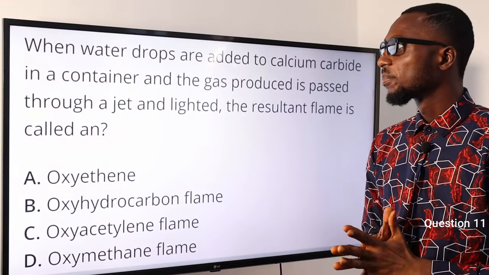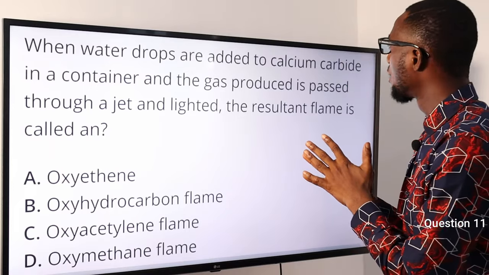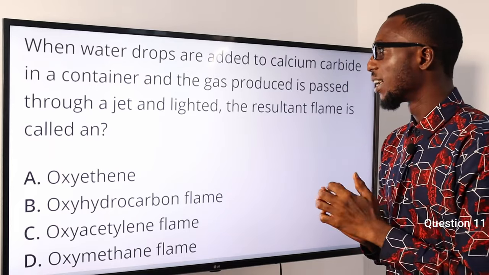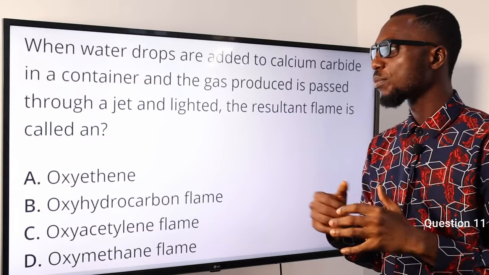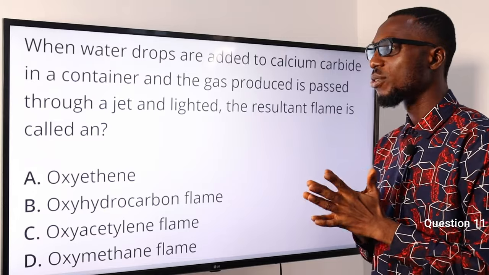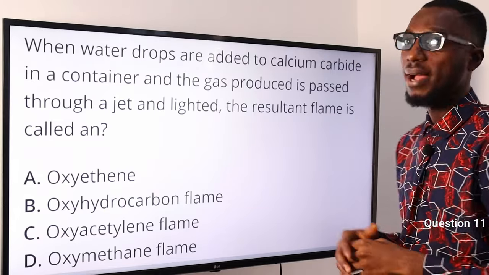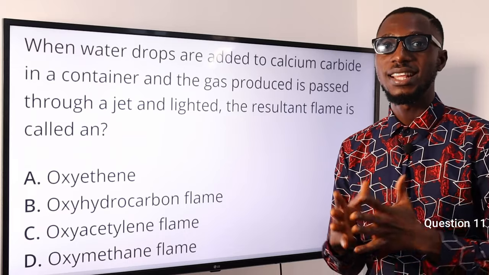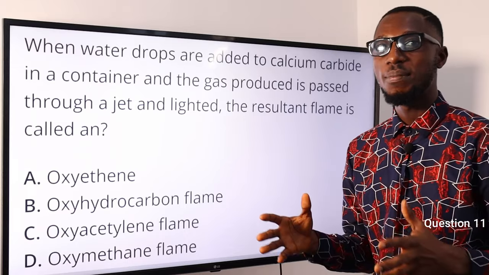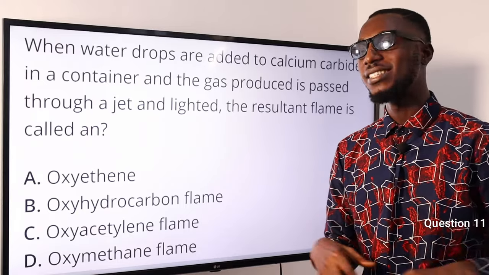Question 11. When water drops are added to calcium carbide in a container and the gas produced is passed through a jet and lighted, the resultant flame is called a what? At first, when you add water to calcium carbide, what you get is acetylene and calcium hydroxide. This process was discovered by Friedrich Wöhler in the 19th century.